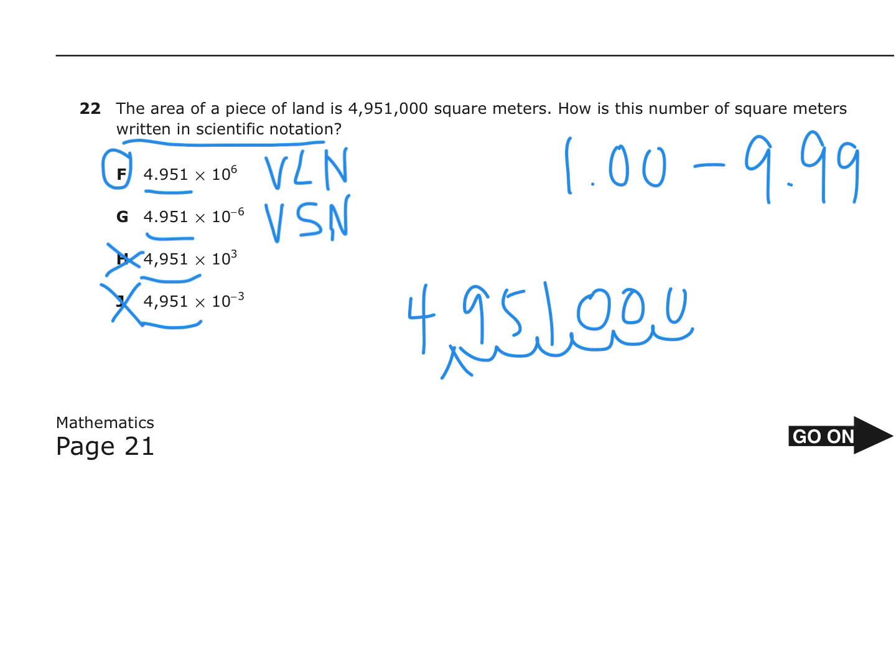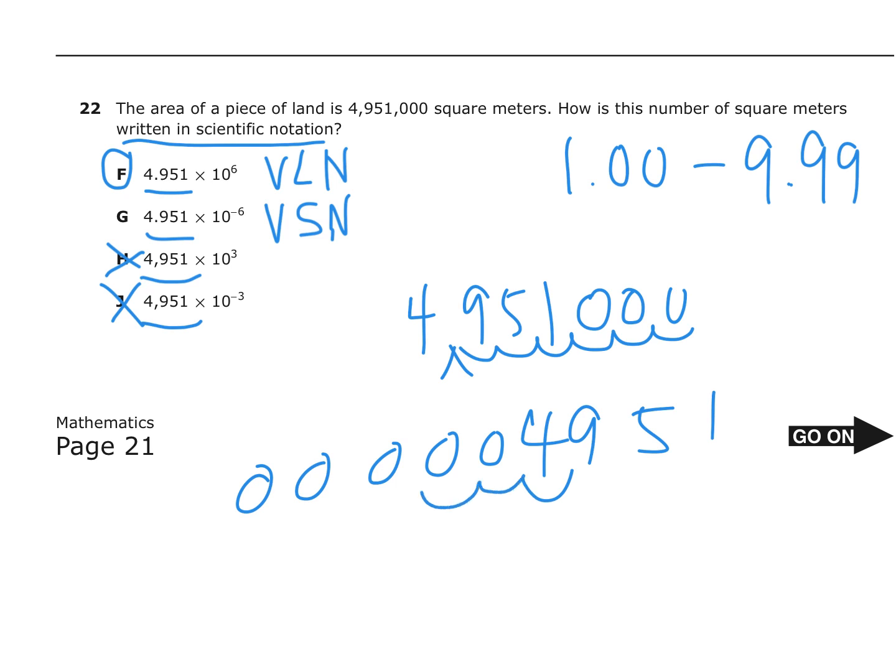Now, the other one is a very small number, answer G, 4.951, and you would need a whole bunch of zeros here. You would go 1, 2, 3, 4, 5, 6. That's 10 to the negative 6. This would be answer G, which is the incorrect answer. The correct answer was F.